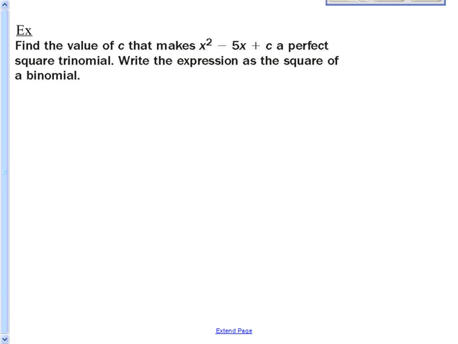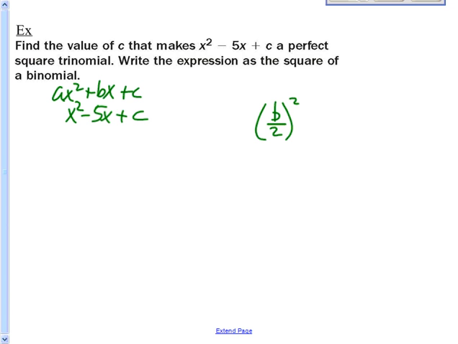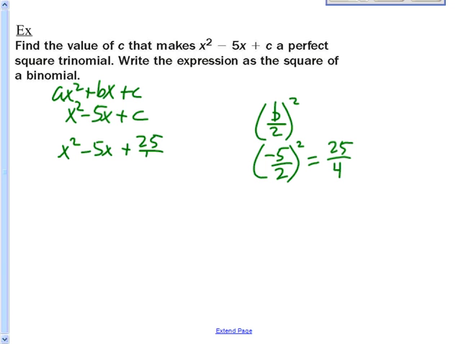x squared minus 5x plus c. We want this to factor into two of the same thing, right? So we go to the side, we take the b term, we divide it by 2, and we square it. What's our b term? b is that negative 5. Right, ax squared plus bx plus c. So b is negative 5 divided by 2, square it. Now this is a fraction, so I square the top. Negative 5 squared is 25. Square the bottom. 2 squared is 4. So this c value ends up being 25 fourths.